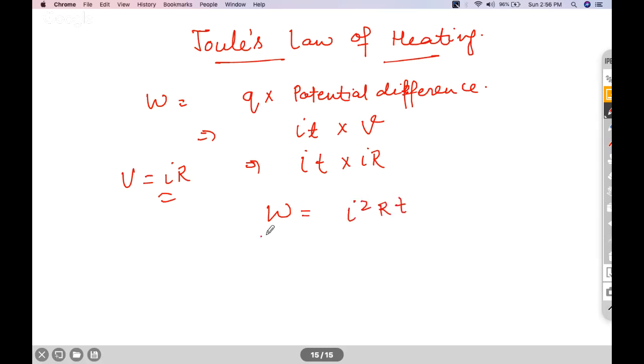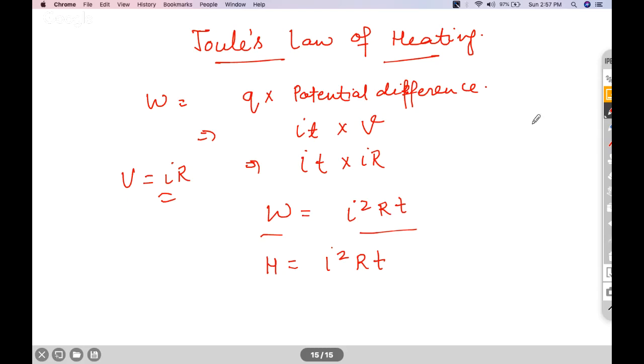So what is this work done? For current to pass, a certain amount of work is done by the potential difference, by the battery source. That is equal to charge transferred multiplied by potential difference. So that work done comes out to be I square RT. And this work done, this energy, is wasted in the form of heat. So we also write it as heat produced is equal to I square RT.